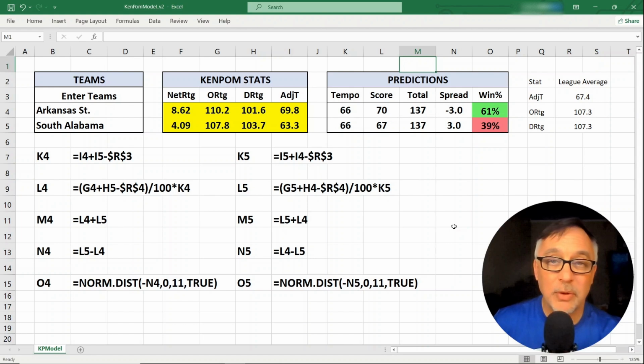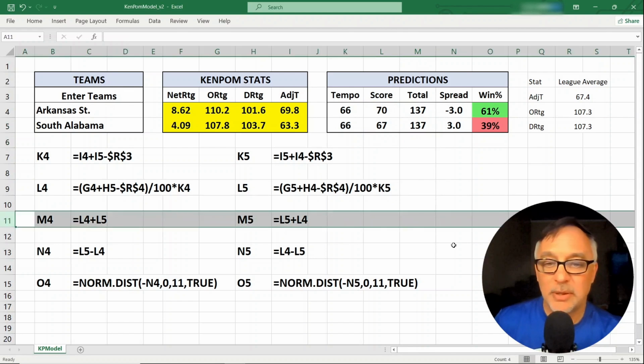Now the big payoff for working through that formula is the total is very simple. You just simply take the two scores and add them together, right? It's really easy. So in M4 here, I have L4 plus L5. And I know this is redundant down here, I have L5 plus L4, but I always like to do that simply to make sure that each row is full of data, right? And the actual numbers match, just to make sure my formulas are correct. Okay, so that is column M, the total.